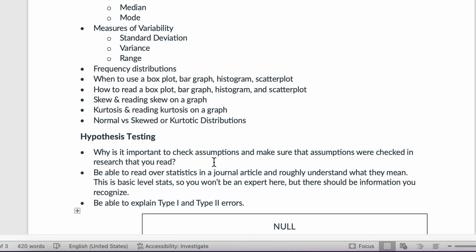It's not where the data stacks up. That's different. It's going to be the opposite of that. So you have to remember that and just know how to read that on a graph. Know how to read box plots, scatter plots when they come up and such.